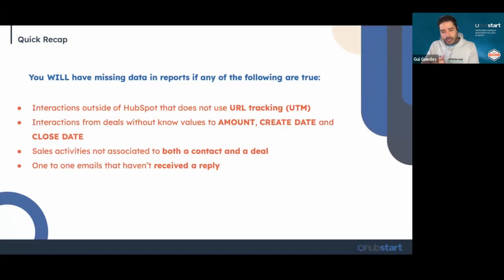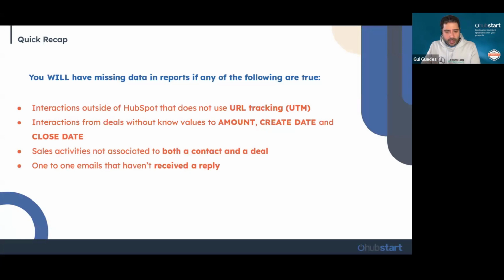So a few things we talked on the last webinar is that there are some configurations you need to do in order to get the most out of HubSpot and to get all of the information you need. So please make sure that any interactions that happen outside HubSpot use the URL tracking, the UTMs. That's the way HubSpot can identify where this person came from, and especially what are the paths this user was in before getting to your website or your form or your event.